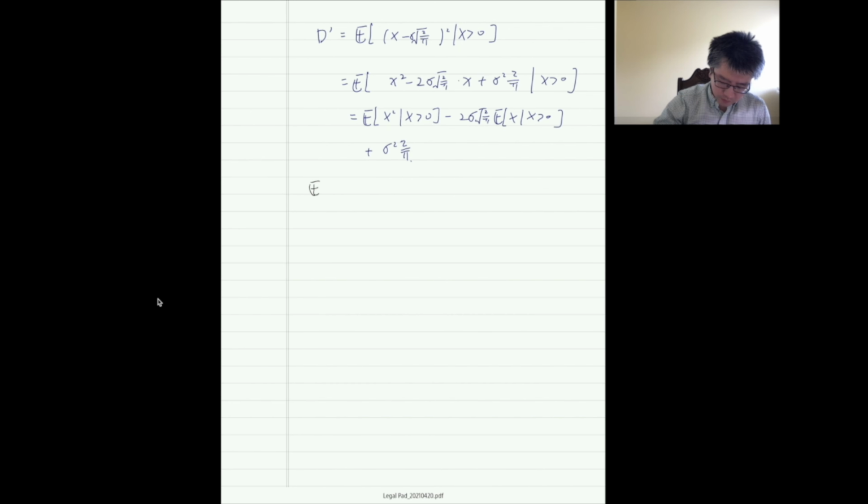So the first term we can write out as 2 multiplied by x squared times 1 over this factor. Then this can be written as this, and we can get rid of the 2 because it's symmetric.